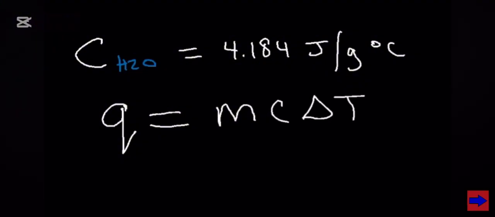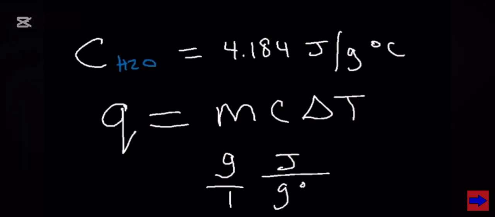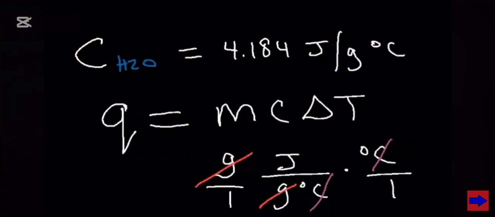M is mass in grams, and C stands for joules divided by grams per Celsius. And then we have change in temperature, which is usually Celsius. So when we put all of this together, we can always cancel out the Celsius and we can always cancel out the grams in order to get Q, which is joules. Delta T is the final temperature minus the initial temperature.